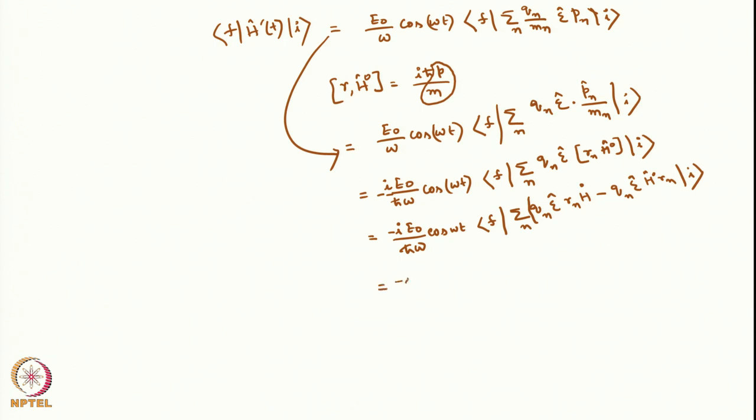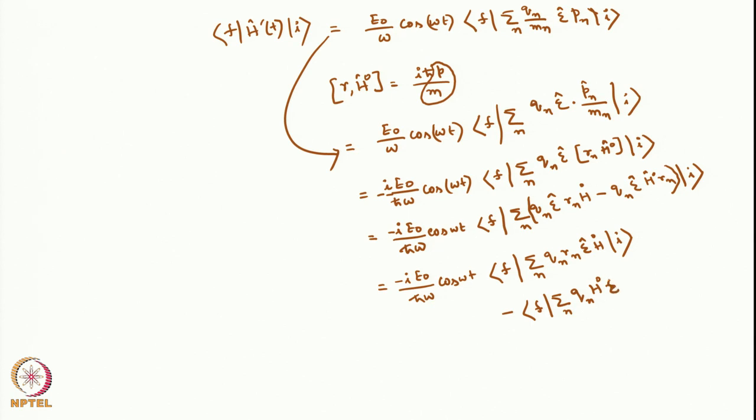So this will be equal to minus i E naught by h bar omega cos omega t. I will write it as two separate integrals, because there are two terms here. So f of sigma over n q n r n, because r is just a number, epsilon h naught acting on i, minus f sigma over n q n h naught epsilon r n i. Now this h naught will act on i and give me E i.